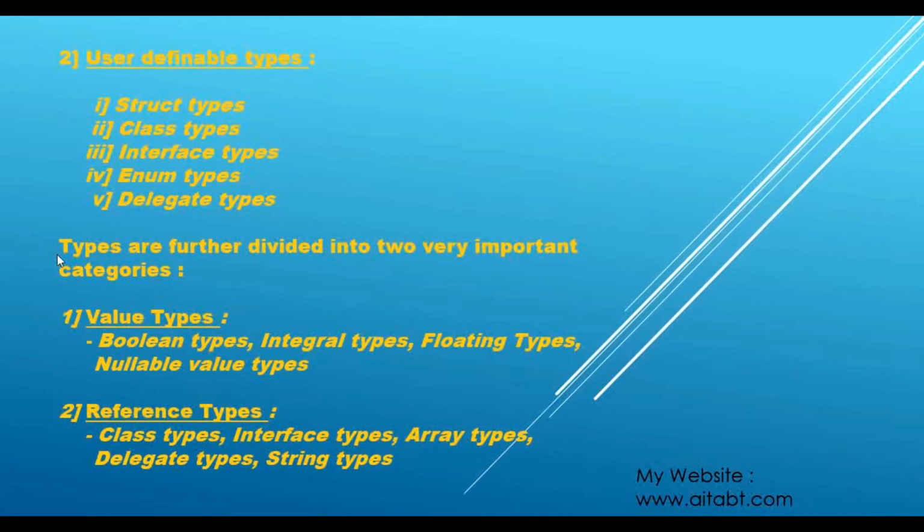Now what it again says: types are further divided into two very important categories. What are these? The value types and reference types. Now what do value types contain? There are boolean types, integral types, floating types, and nullable value types. Now we will see all of them in great detail in today's video only, so don't worry about that. And the second is reference type, which contains class types, interface types, array types, delegate types, and string types.